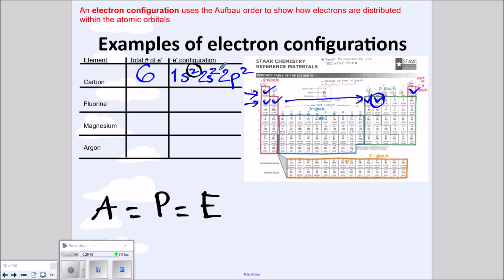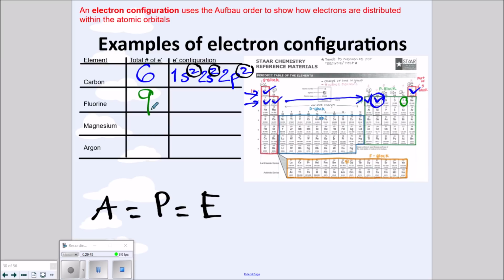Now let's check if we have accounted for all the electrons in carbon. All you have to do is add up the superscripts in the electron configuration you just wrote. 2 plus 2 plus 2 is equal to 6. Fluorine is element number 9 on the periodic table. It has a total of 9 electrons.